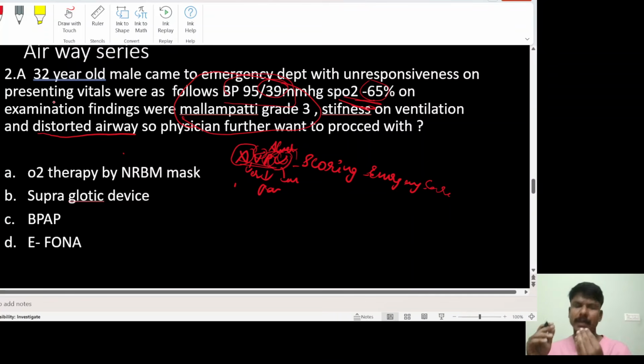The Malampatti score is a score used for mouth opening. Grade 1 and 2 indicate that you can see the uvula and soft palate, which is a normal grading. If you cannot see the uvula and soft palate, go for grade 3 and grade 4. It means the mouth opening is difficult.